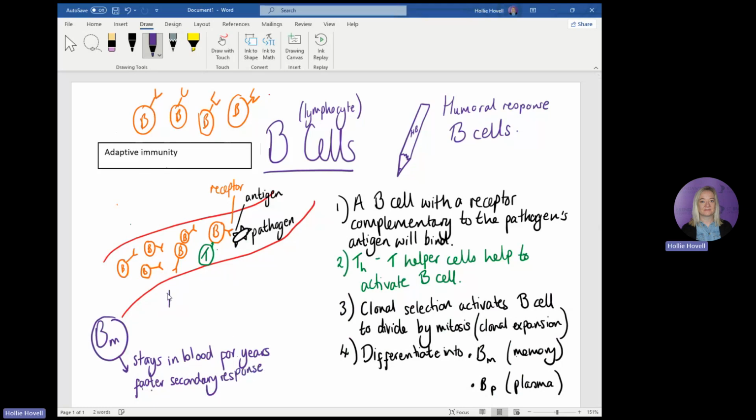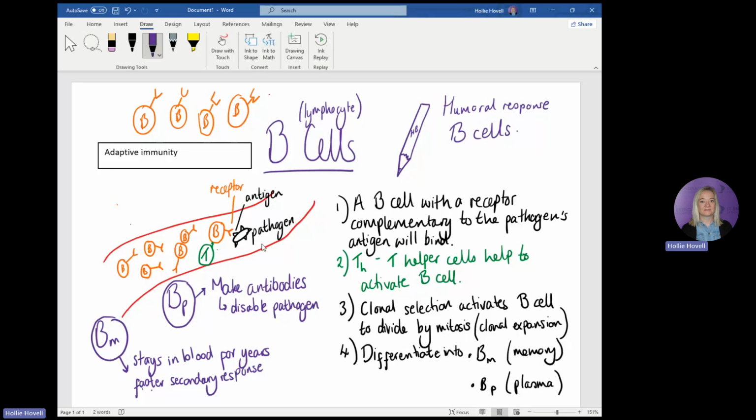The other type of B cell that we make is a B plasma cell. Now, B plasma cells make antibodies. Now, the purpose of antibodies is that they can latch onto this pathogen and disable it. So they can go back and destroy that pathogen and stop that pathogen from causing a disease. They can do that in lots of ways.